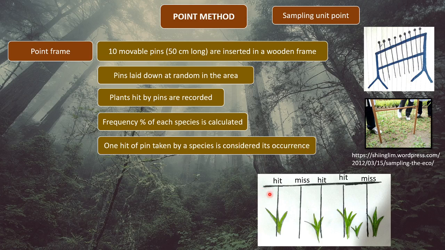So when a pin hits a plant, only that plant is considered, only that plant is considered as present. Though there might be other plants also present, but if it is not touched by the pin, then it is not considered. Right, so this is a point method.